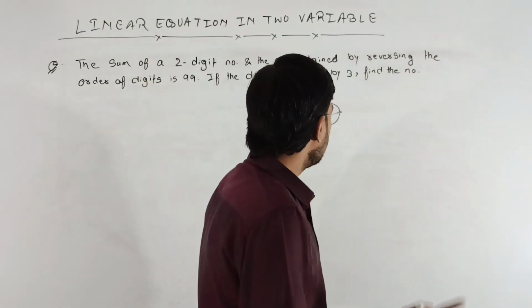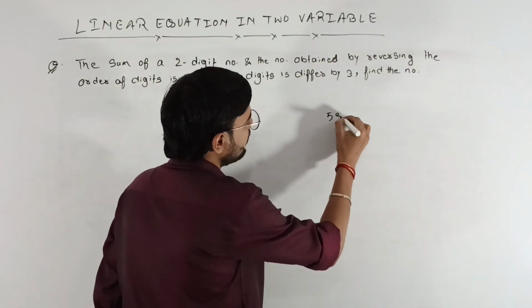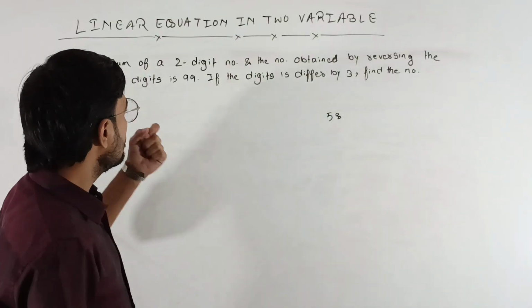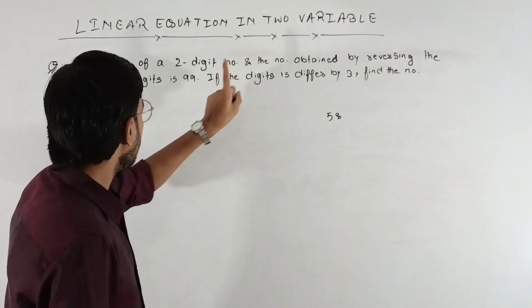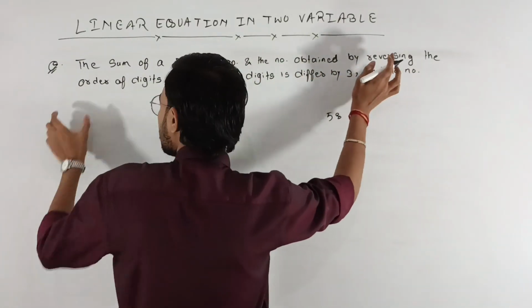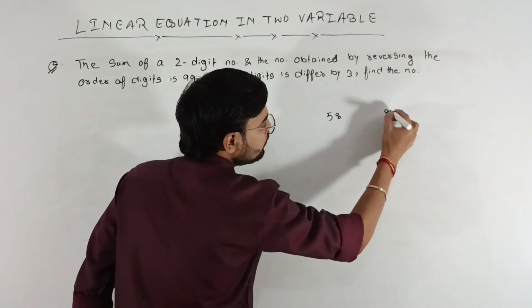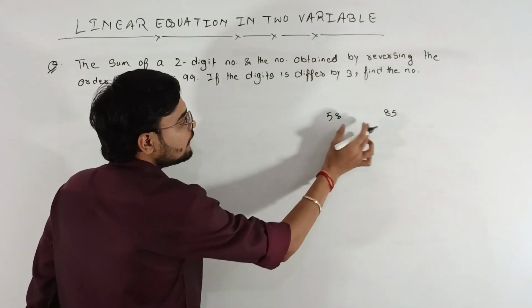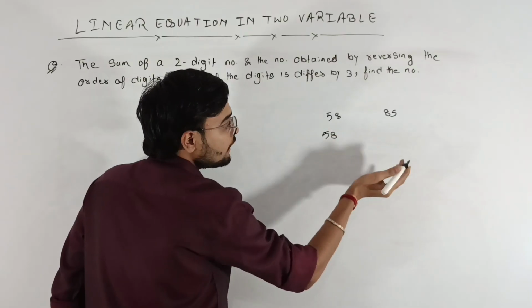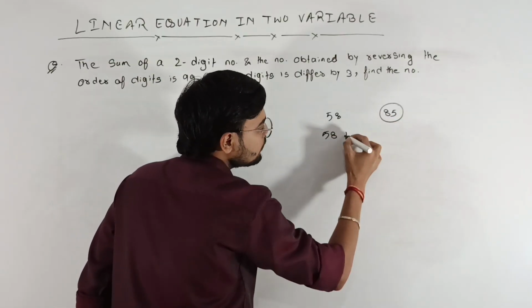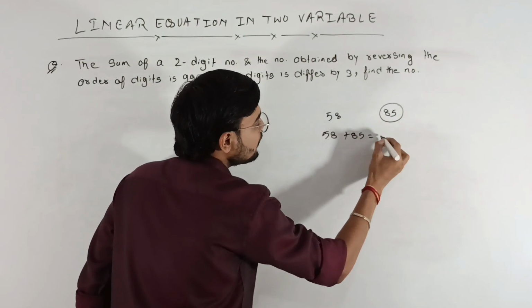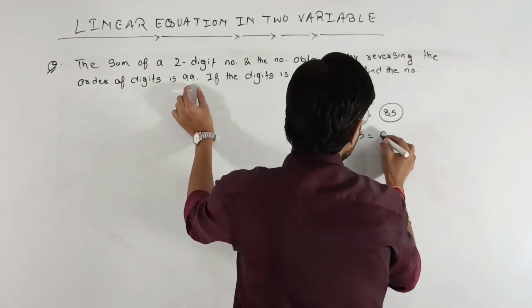Okay, suppose we have a two-digit number, that is 58. Now the question says that we add the number obtained by reversing the digits. If I reverse the digits, this number becomes 85. Now I add these two, the original number and the number obtained by reversing the digits, and our result is 99.